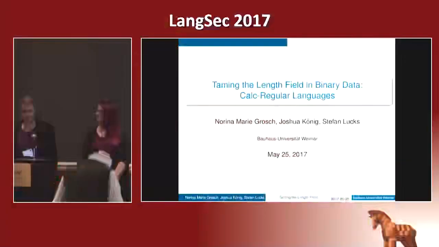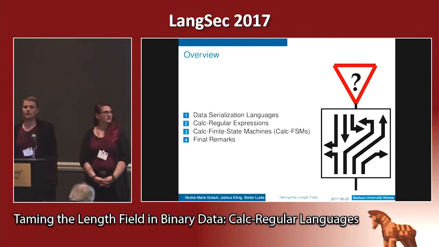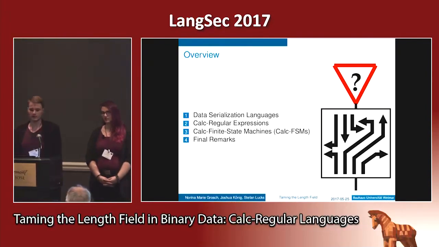We are presenting our paper, Taming the Length Field on Binary Data, Calc languages. At first, we'll have a look at data serialization languages in general, and then how to properly specify them as Calc expressions, and then how to parse them efficiently with Calc finite state machines. In the end, we'll have some final remarks.